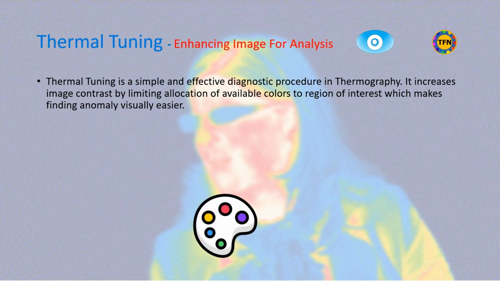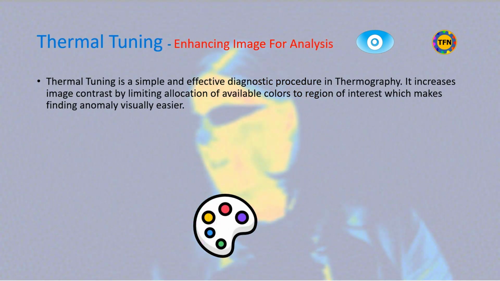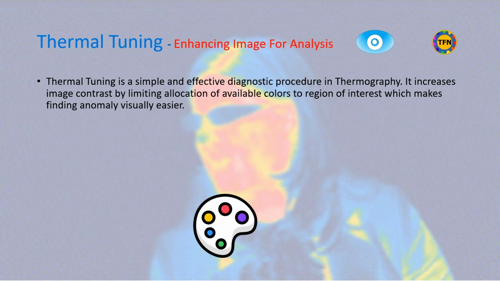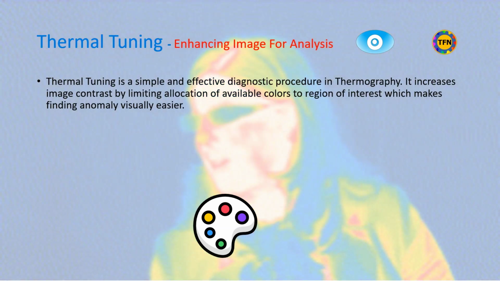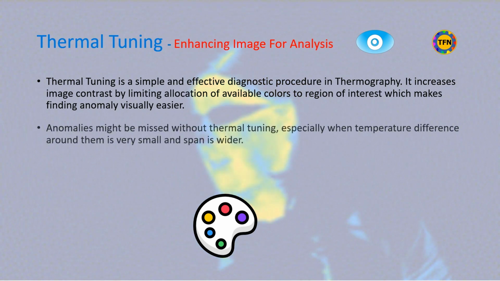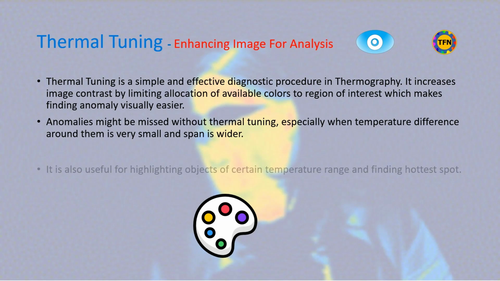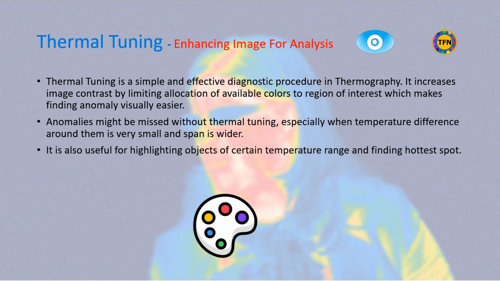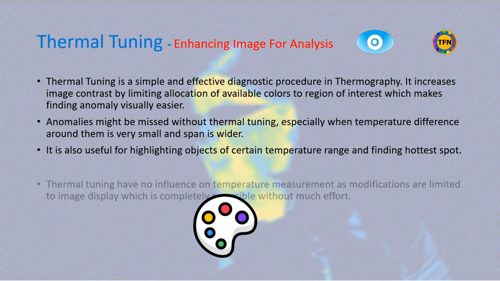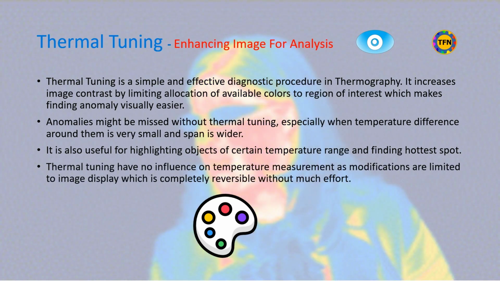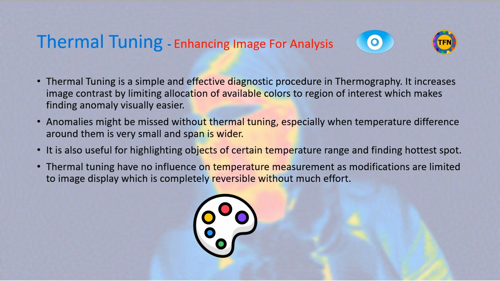Thermal tuning is a simple and effective diagnostic procedure for increasing image contrast. It makes finding anomaly visually easier. Anomalies not noticeable might be found after thermal tuning. It is also useful for highlighting objects of certain temperature range and finding hottest spot. Thermal tuning has no influence on temperature measurement as modifications are limited to image display, which is completely reversible without much effort.